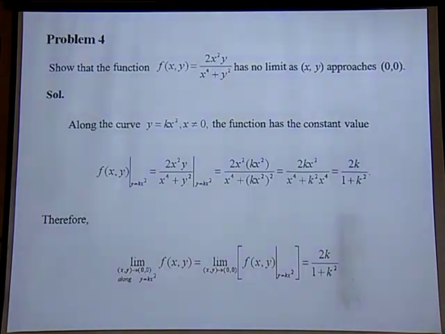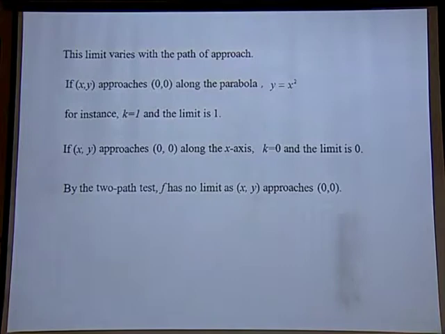Therefore, limit of f of (x, y) as (x, y) tends to (0, 0) along the path y is equal to kx squared is equal to limit of f of (x, y) as y is equal to kx squared, (x, y) tends to (0, 0), which we have already found out is equal to 2k over (1 plus k squared). So, the limit varies with the path of approach.